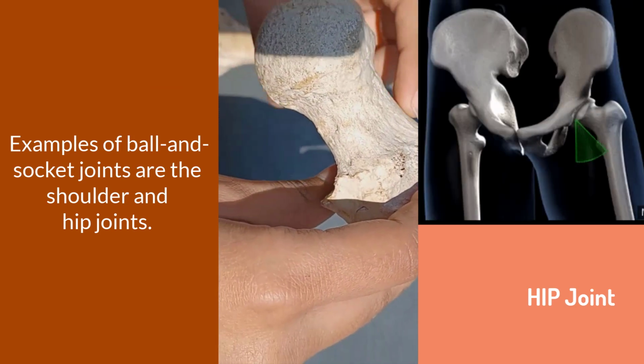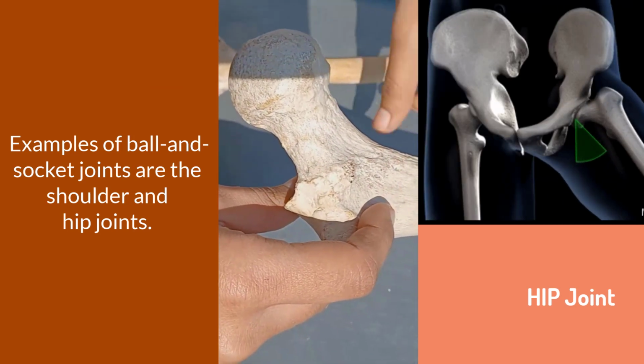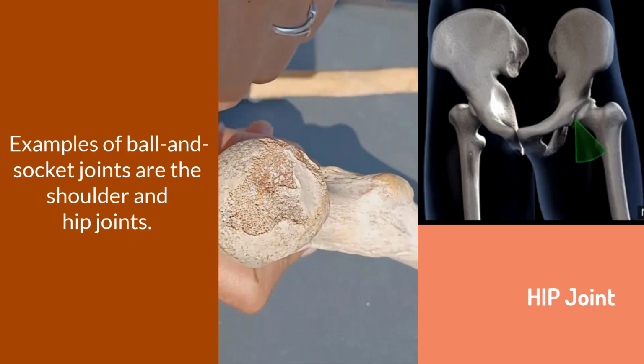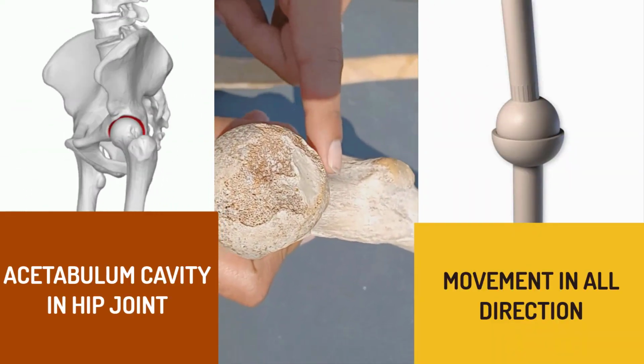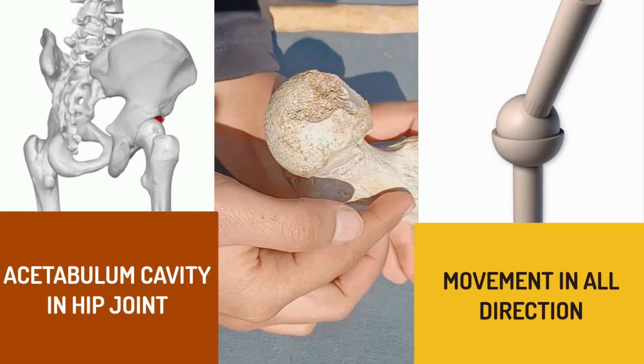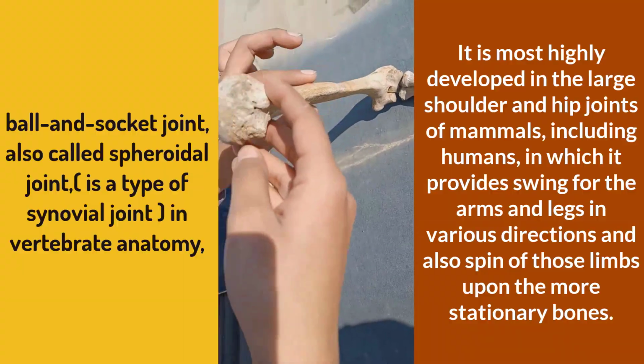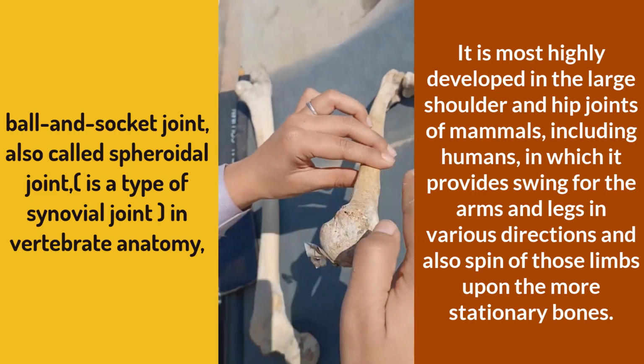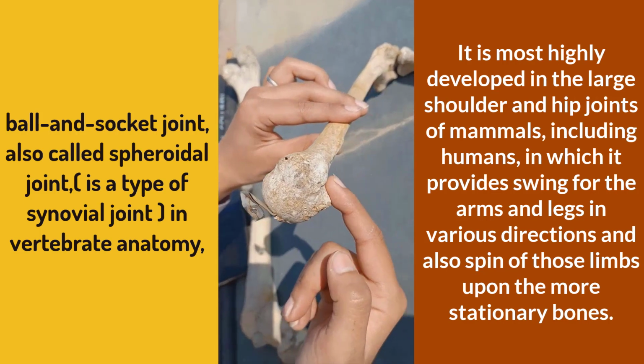A joint in which the rounded surface of a bone moves within a depression on another bone, allowing greater freedom of movement than any other kind of joint. Now we have already learned that it is made up of a socket and a ball.